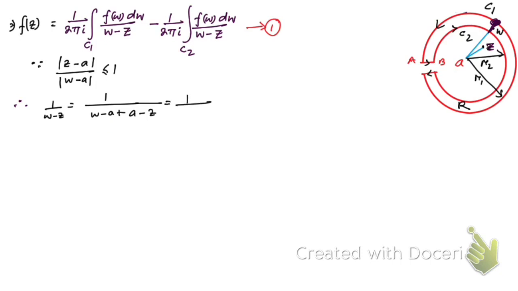So now you see this is going to be equal to this. What we have done here, we have taken w minus a common. Then from here we have taken the minus sign common. That's why it becomes z minus a, right? So I hope these things are clear to you, right?